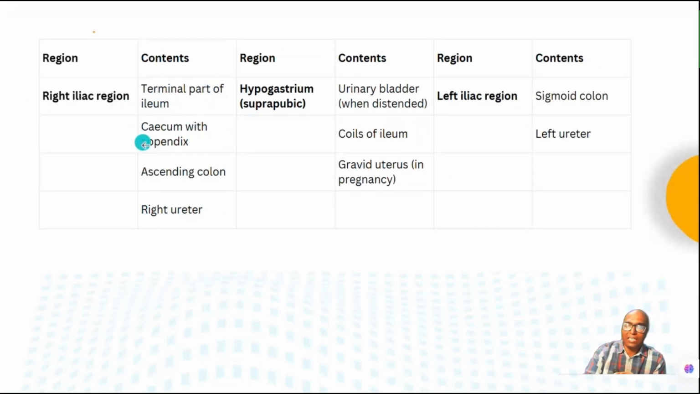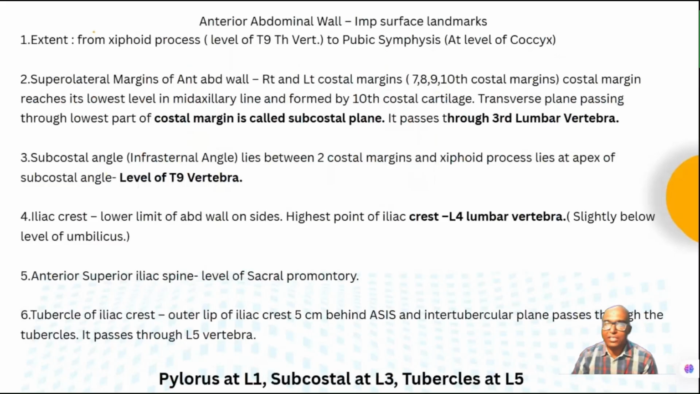Then the lowest three quadrants. The right iliac region will be related to the terminal part of the ileum. There will be the cecum and appendix. You have the ascending colon and right ureter. So these are the structures in the right iliac region. In the left iliac, you have the sigmoid colon and the left ureter, while in the hypogastrium, you have the coils of the ileum, but when the bladder is distended, there will be the urinary bladder. And in pregnancy there will be the gravid uterus. So these are the structures in the hypogastrium. They can ask you one of the SBs on this.